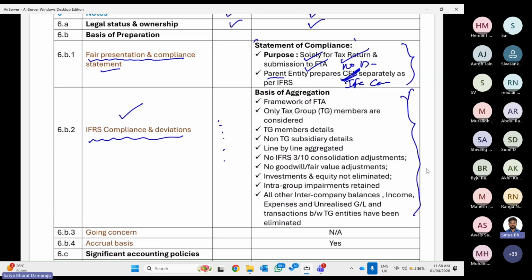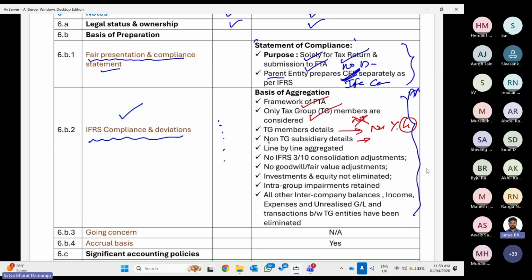So obviously in AFS, there are a lot of deviations from the IFRS, so they want us to give the complete. We are preparing, the basis of aggregation is based on the framework given by the FTA number 1. Only the tax group members are aggregated, non-tax group members have not been considered. And we have to give the tax group members their name, percentage of ownership, from which. So they have given like 4 components they want us to mention about the tax group and non-tax group members.